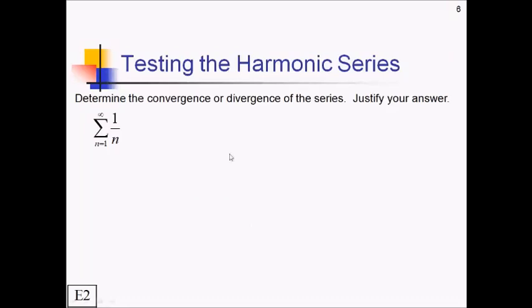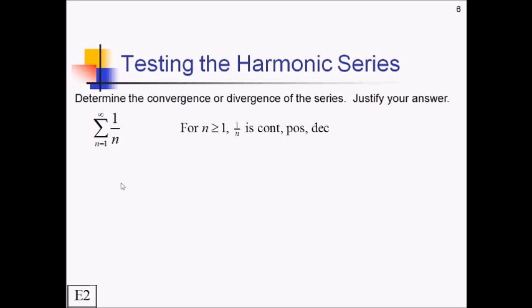And now it's time for a rematch with the harmonic series. Use the integral test and see if you can figure out whether this converges or diverges. All right, now hopefully you remember to state the conditions of our integral test. This 1 over n function for n greater than or equal to 1 is continuous, positive, and decreasing, so we can use our integral test.